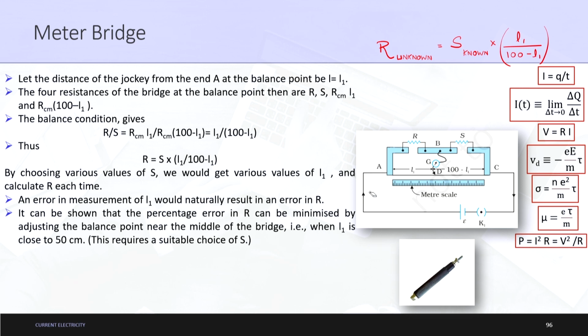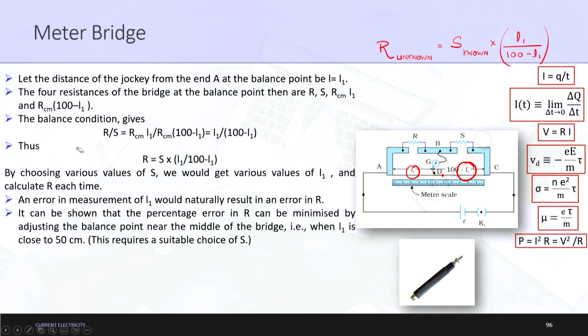Let us say suppose we take this value here, then the value of L1 will also change. Similarly, 100 minus L1 will also change, therefore the complete ratio will change. If the complete ratio is changed, then the value of S known multiplied by this ratio will change, and hence the obtained value of R is also changed. So an error in L1 can also result in error in R. This thing has been explained.